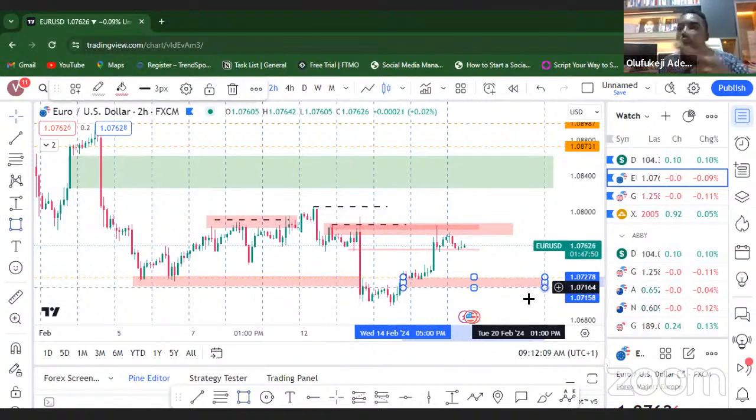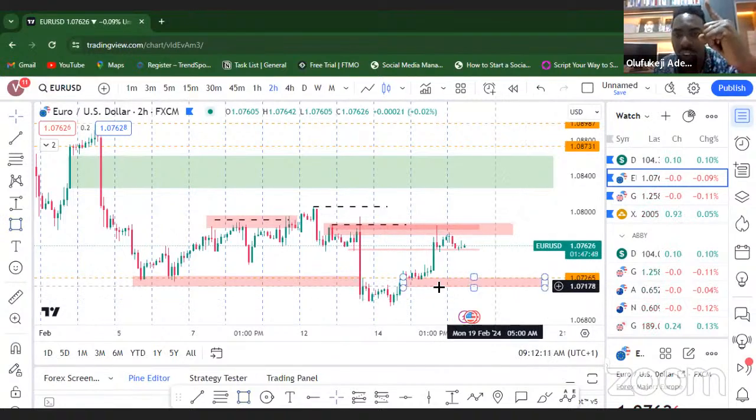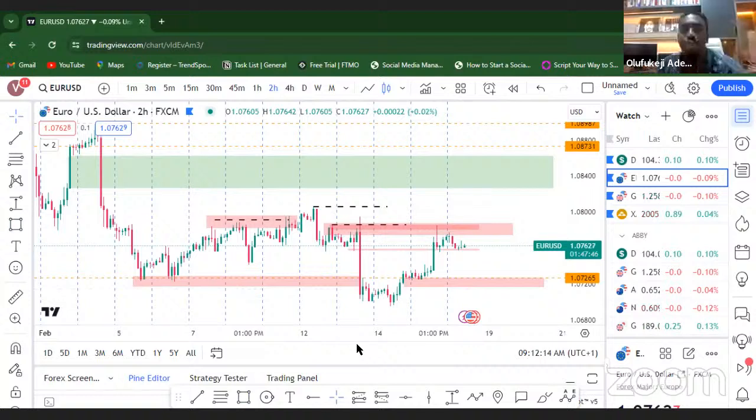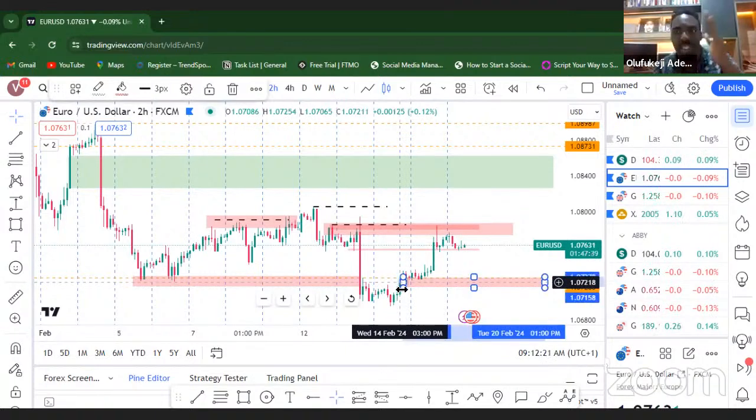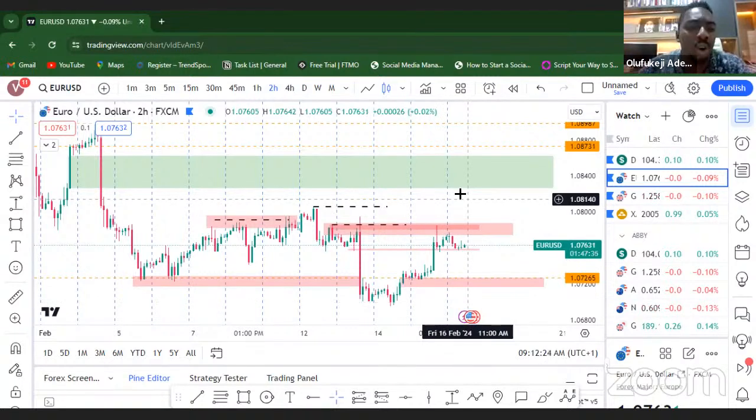Exactly. Fair value gaps, other blocks, those are the internal liquidity. Swing highs, swing lows, those are the external liquidity points. How do we know which one it is going to go for? We use sentiment to know which one it will go for first. So how do I know which one Euro USD will take out now?